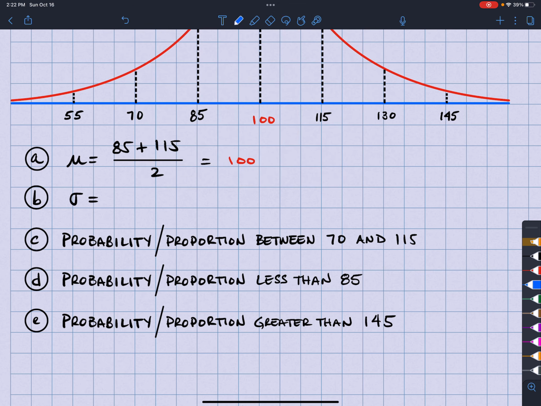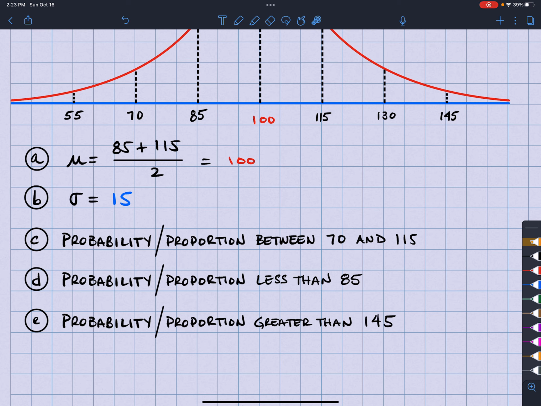So let's put this. This is 15, right? Because I could do it a whole lot of different ways, right? I could subtract 145 from 130, get 15. 130 to 115 is 15. 100 from 115, I get 15. 85 from 100, I get 15. 70 from 85, I get 15. And 55 from 70, I get 15, right? Those are considered my standard deviation.